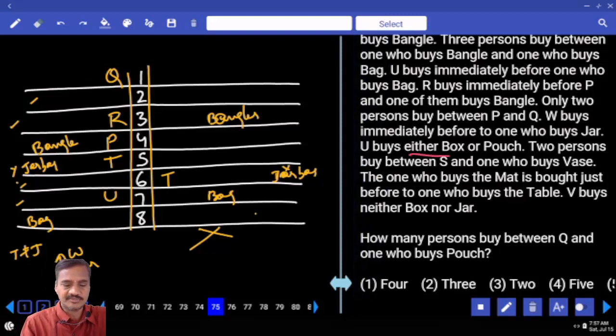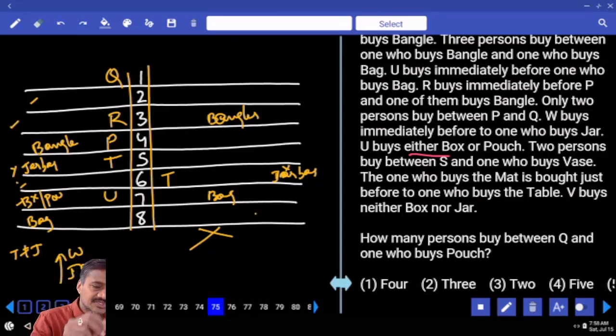And U buys either box or pouch. Now U buys either box or pouch, isn't it? Either box or pouch. And the next one, 2 persons between S and the one who buys vase. Now between S and the one who buys vase, there must be exactly 2 people.